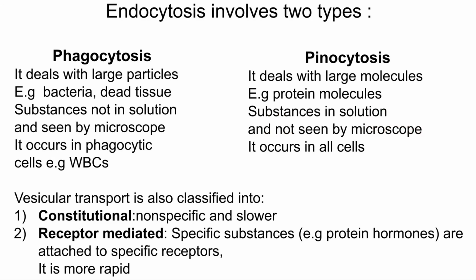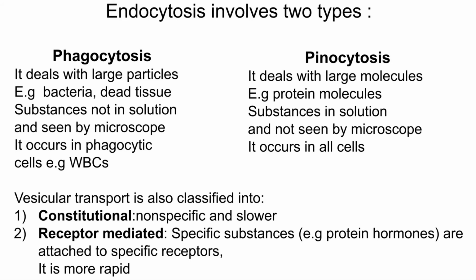Endocytosis involves two types, phagocytosis and pinocytosis. We will compare and contrast. Phagocytosis deals with large particles, like bacteria and dead tissue, while pinocytosis deals with large molecules, like protein molecules.